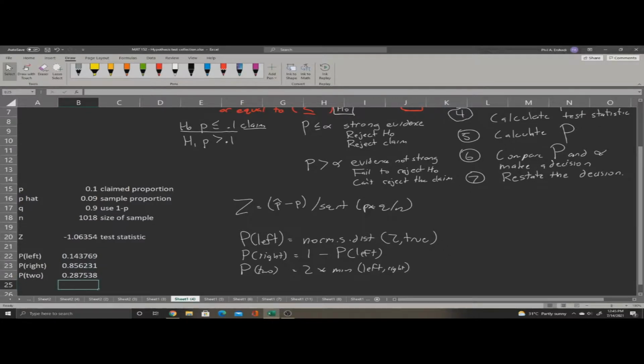To figure out which tail to use, we look to the alternate hypothesis. The alternate hypothesis says greater than. If you have a greater than, we use the right tail. If we have less than, use the left tail. And then if you have not equal to for the alternate, use the two tail. Again, we're looking only at the alternate here. Now, since our alternate says greater than, we'll say the right tail is the answer.